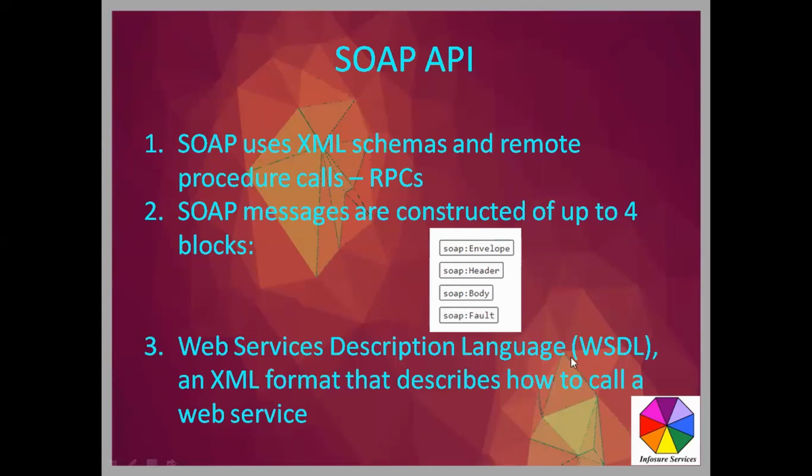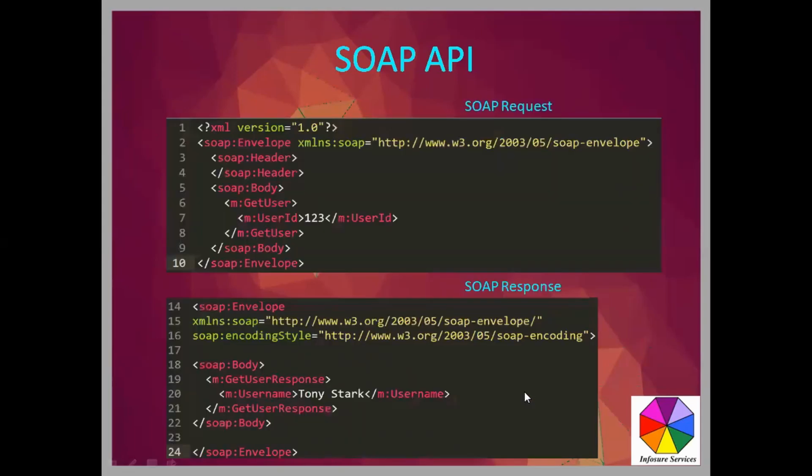Web Service Description Language, WSDL, is the endpoint. It's an XML format that describes how the call to that API, or call to that web service, goes. Now SOAP API looks like this. Here is a SOAP request, much like an HTTP request, and a response. They have a SOAP request and a response.